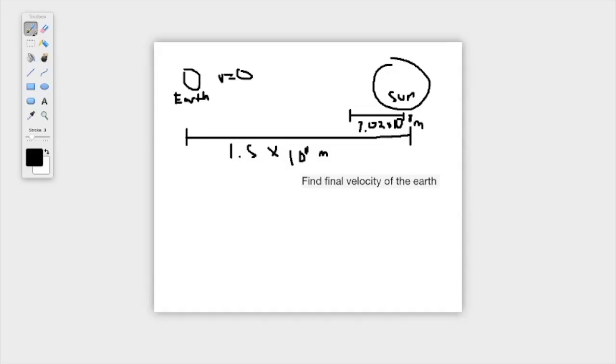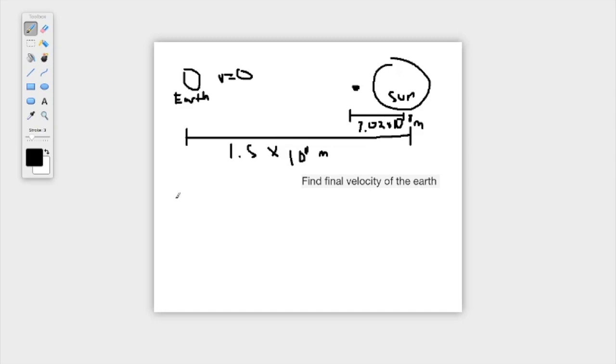Alright, so here we have another practice problem. Let's just say the Earth just randomly stops and is about 1.5 times 10 to the 11th meters away from the sun. Because it just randomly stopped, it would no longer be in orbit, and it would just be sucked in by the sun, and then they collide around 7.02 times 10 to the 8th meters away from the distance of the center. So what we're going to try to find is the final velocity of the Earth.